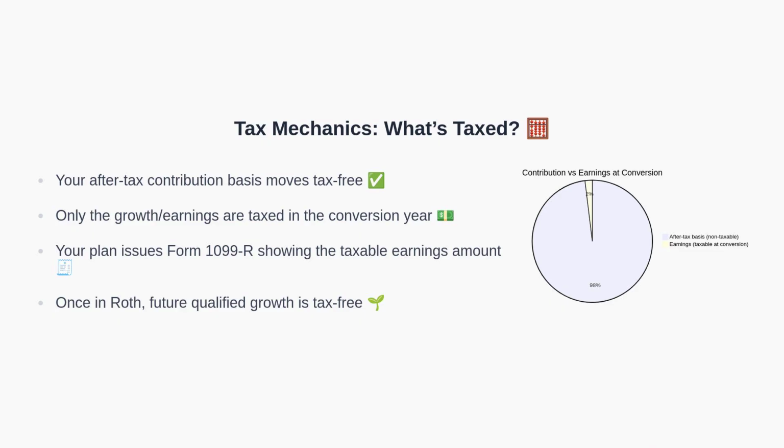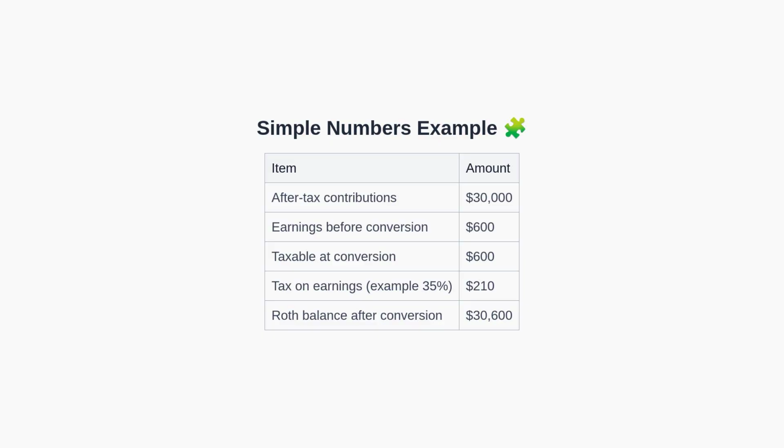Here is the key tax rule. The after-tax contribution basis is not taxed when converted. Only the earnings that accrued on those after-tax contributions are taxable in the year of conversion. Your plan administrator will issue a Form 1099-R reporting the taxable portion. After conversion, as long as you meet Roth qualified distribution rules, future growth is tax-free. This is why minimizing pre-conversion earnings by timing the conversion near year-end is valuable when limited to a single annual conversion.